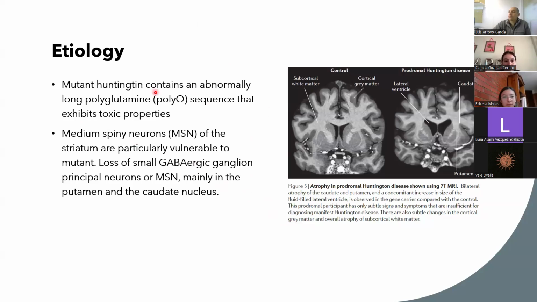So the problem is that when we have this mutated Huntingtin, it will have a polyglutamine sequence that has toxic properties. And these toxic properties, for some reason, because these medium spiny neurons in the striatum are more vulnerable to them, these neurons are going to die. And how do they do it?